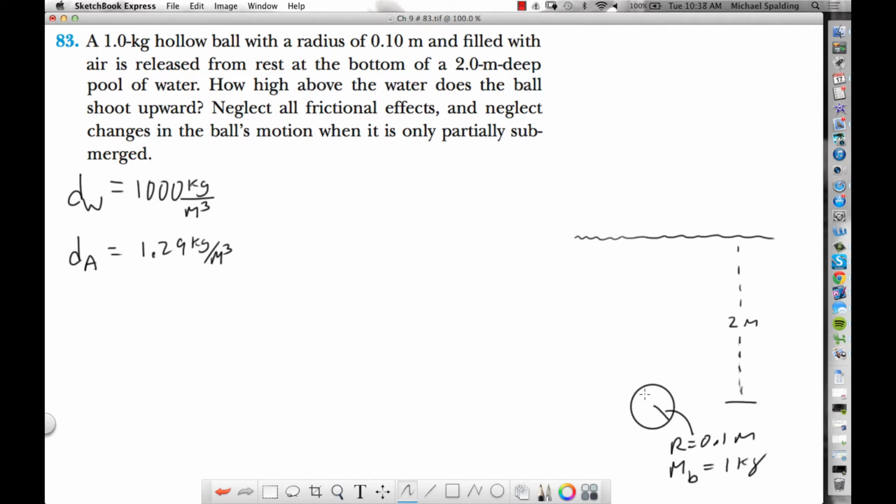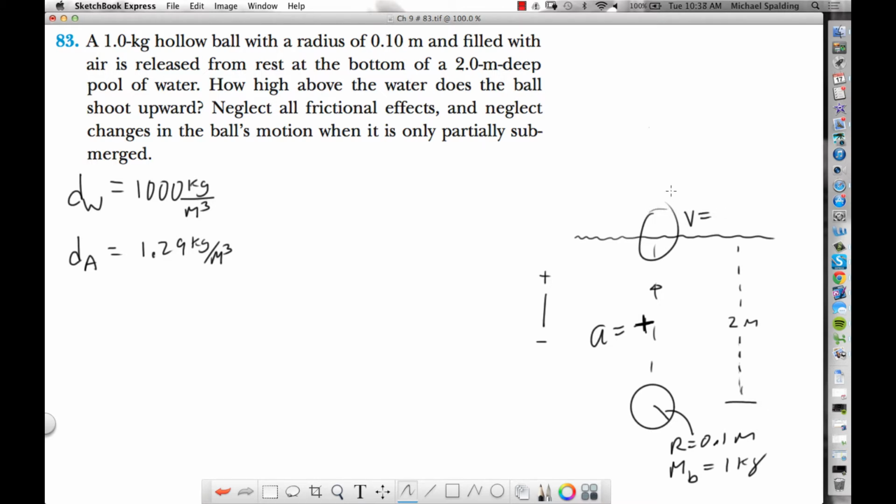The ball accelerates to the surface. The ball is going to go faster, faster, faster. So let's say that up is plus, down is minus. As the ball accelerates to the surface, is that a positive acceleration or negative? Positive. The acceleration is positive. Then the ball reaches the surface with some velocity, which we don't know yet.